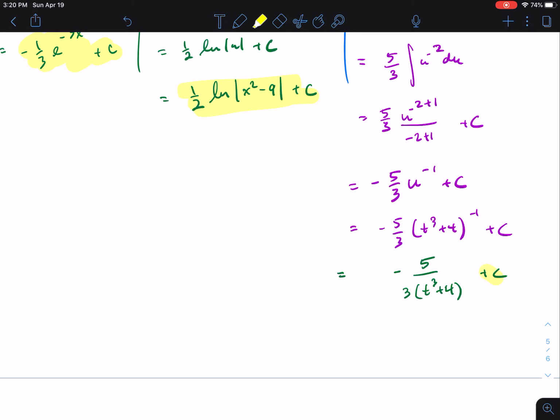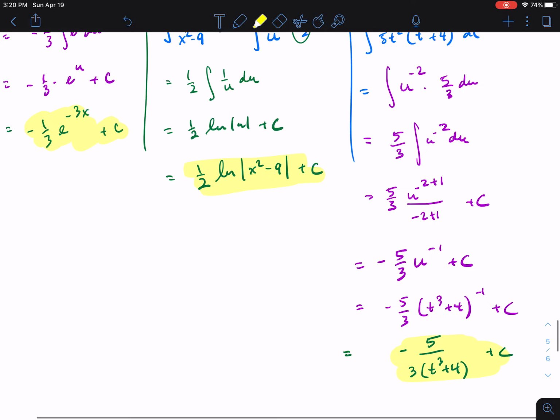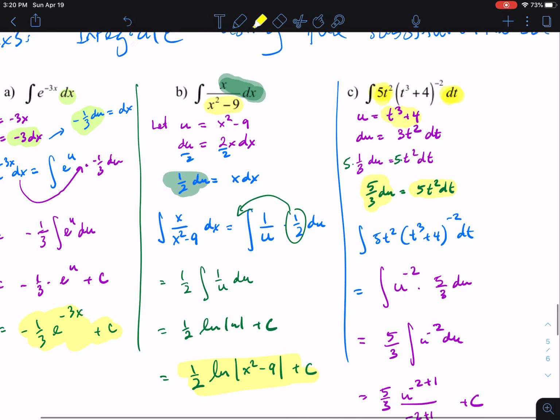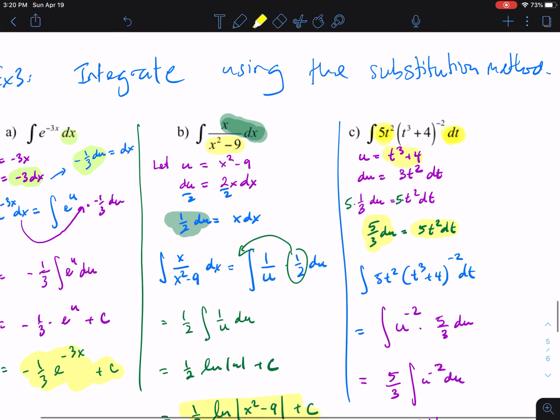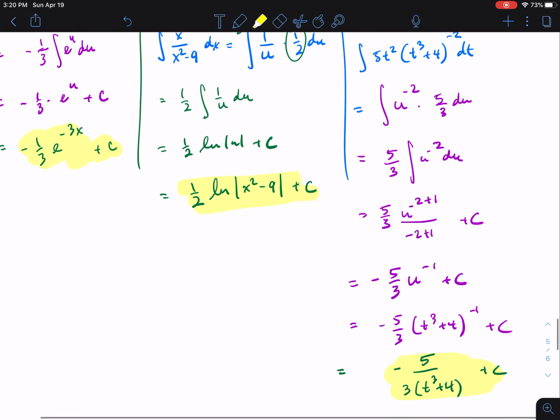Okay, so I'm going to let you check the work there. Take the derivative of this and see if that gives us the answer right there. Okay, all right.